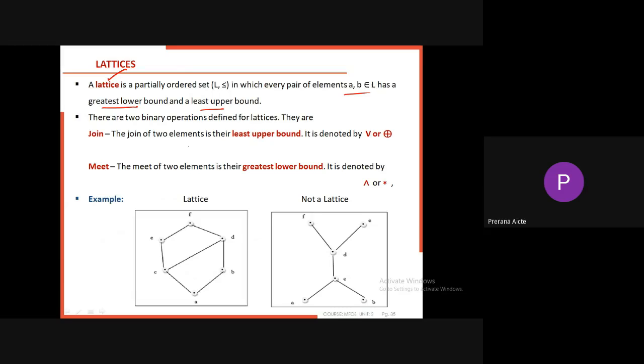Here, the least upper bound can be represented as a join operation between the two elements, and the greatest lower bound will be treated as a meet operation with respect to this lattice. And these are the examples for this one. So this is a lattice, where for every pair of elements we have an upper bound as well as a lower bound. But here, if you consider this pair F, E, there is no upper bound, so there is no least upper bound, so it is not possible here. That's why it is not a lattice.